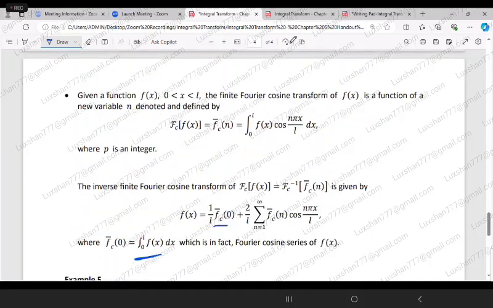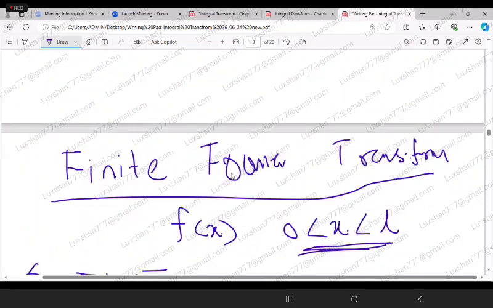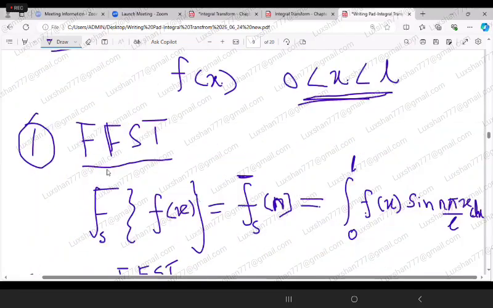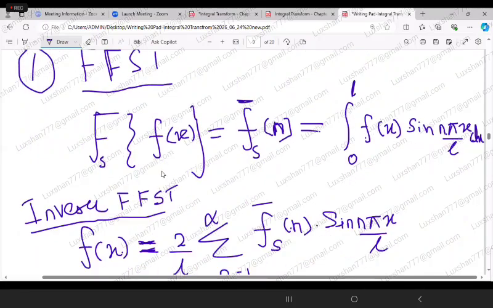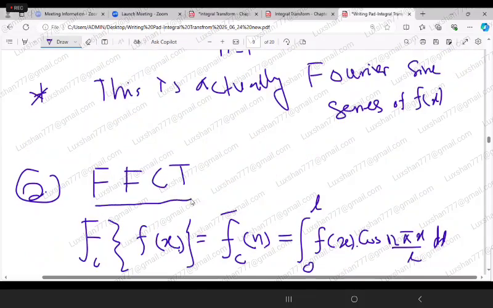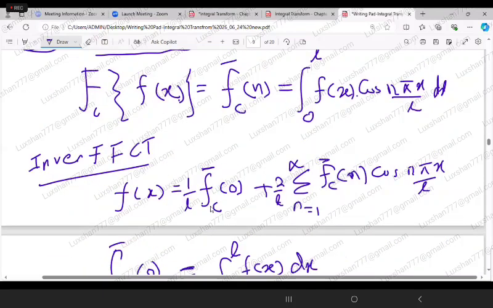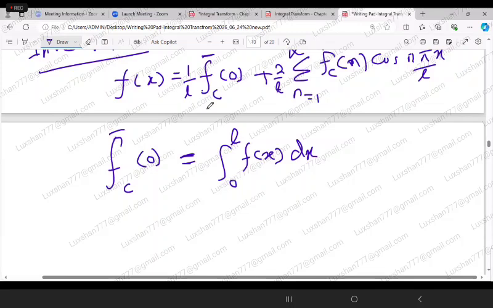So you have to learn these 4 things by heart. Actually, we have only 2 finite Fourier transforms. One we call the finite Fourier sine transform. It is defined in this way, and its inverse is given this way. Similarly, the finite Fourier cosine transform is defined this way, and its inverse is 1 over L f bar c naught plus 2 over L times the summation of f bar c n terms, where f bar c naught is equal to this one. Do you understand the definitions, how it is defined?